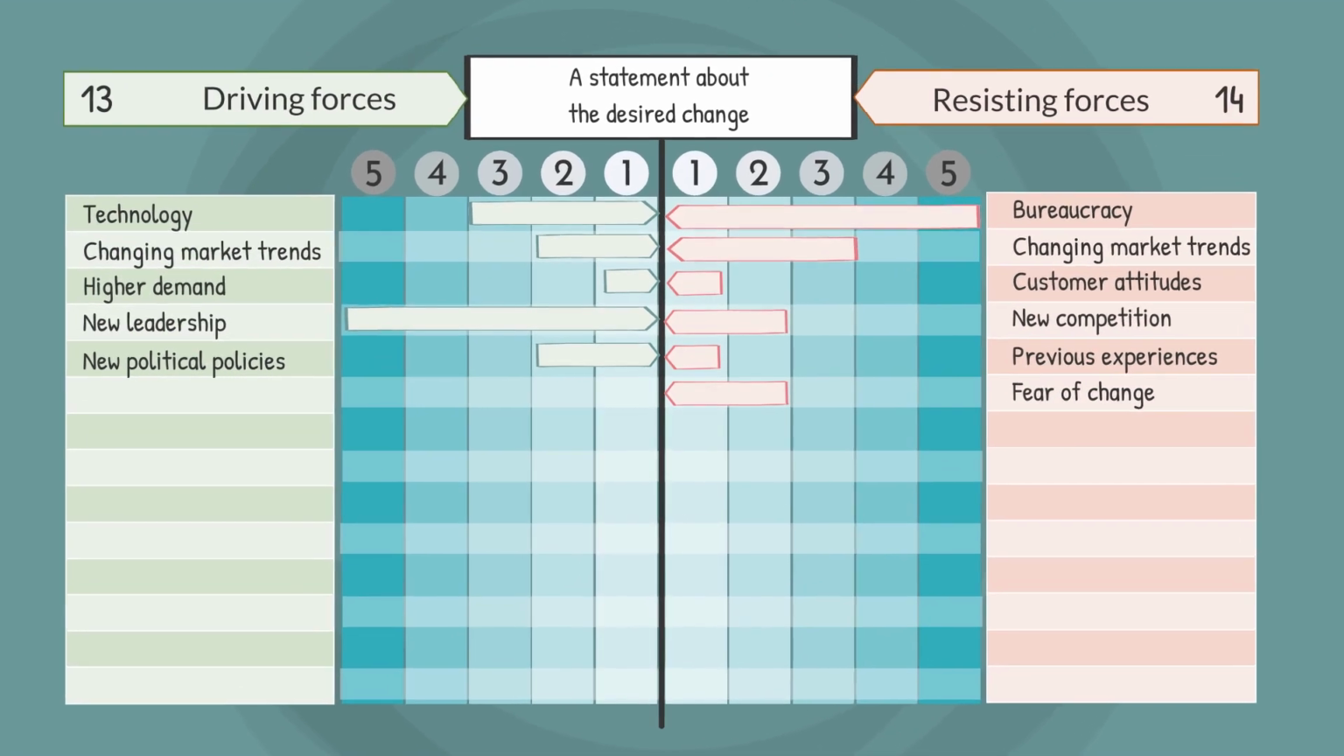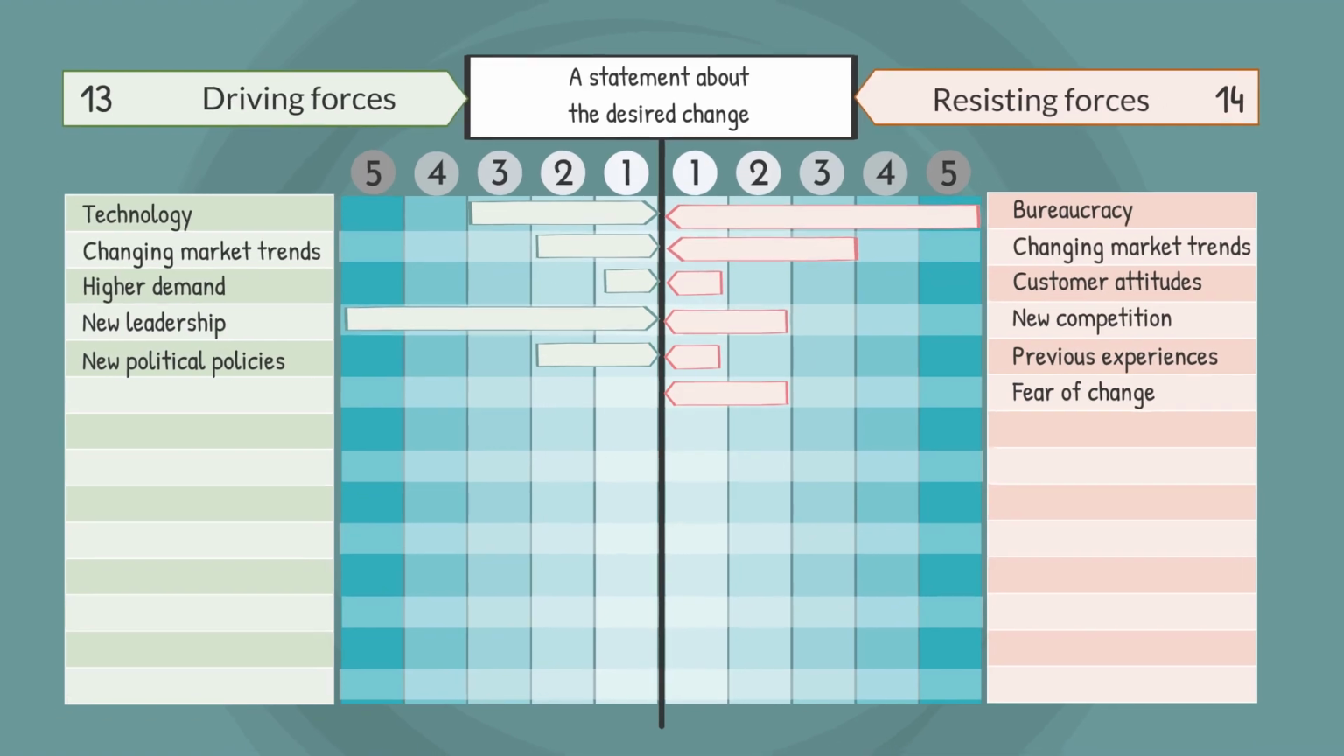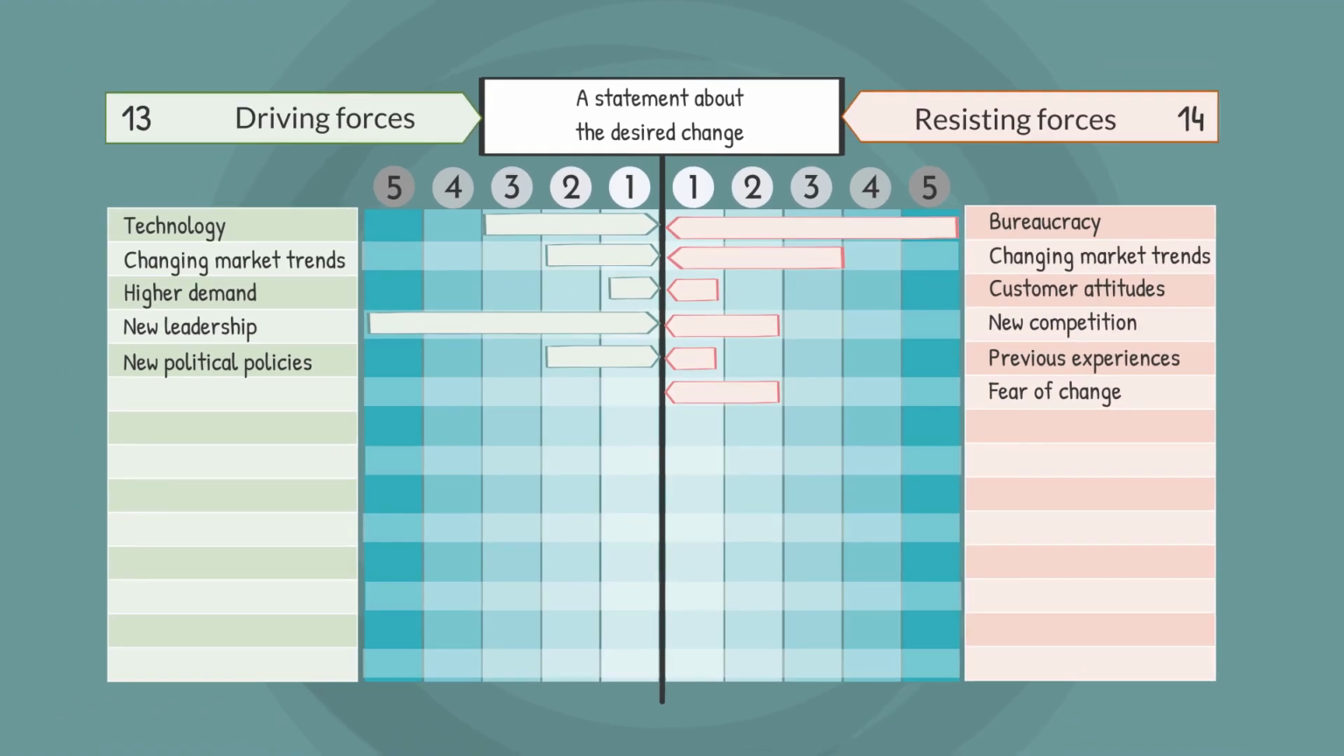And that is your traditional Forcefield analysis. The supporting and opposing factors are listed either side of the change and arrows drawn to represent the assigned scores. The bigger the arrow, the stronger the impact of the factor.